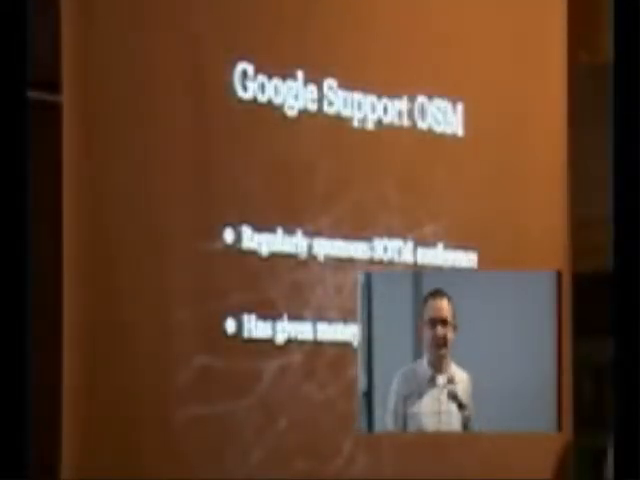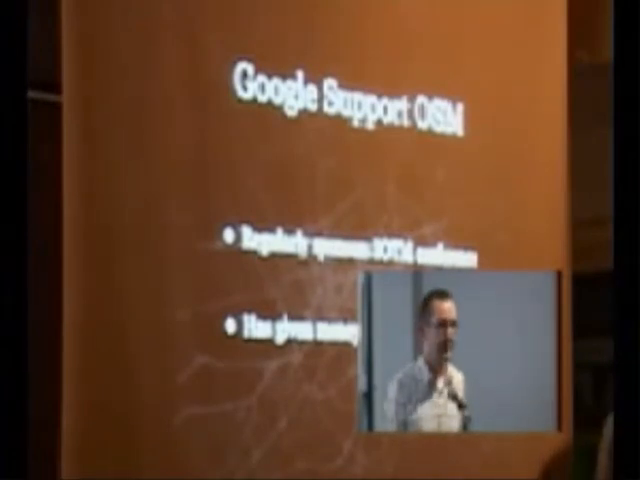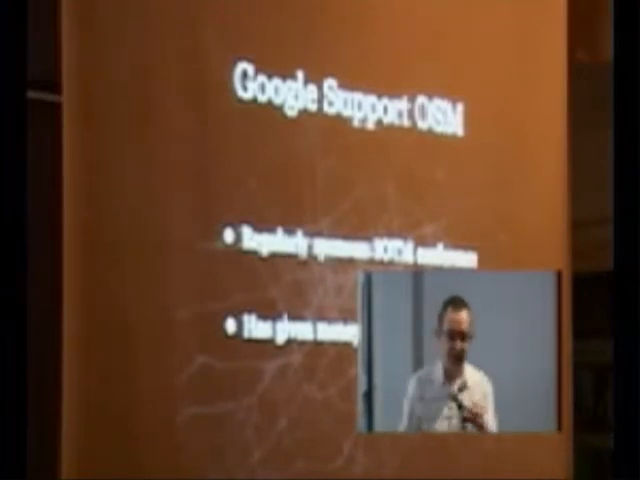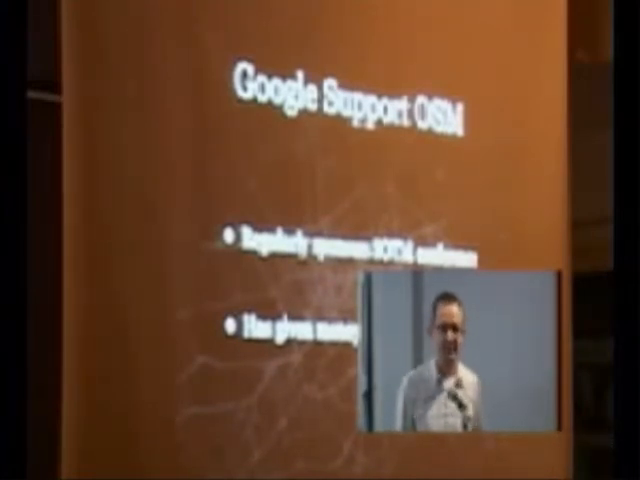But I have to admit, Google do actually support OpenStreetMap. They regularly sponsor a conference that we hold every year. They have paid for servers, so they are interested in the project. And clearly they think this sort of thing is a good idea because they have their own competing project, but they are trying to help, so I will give them that.